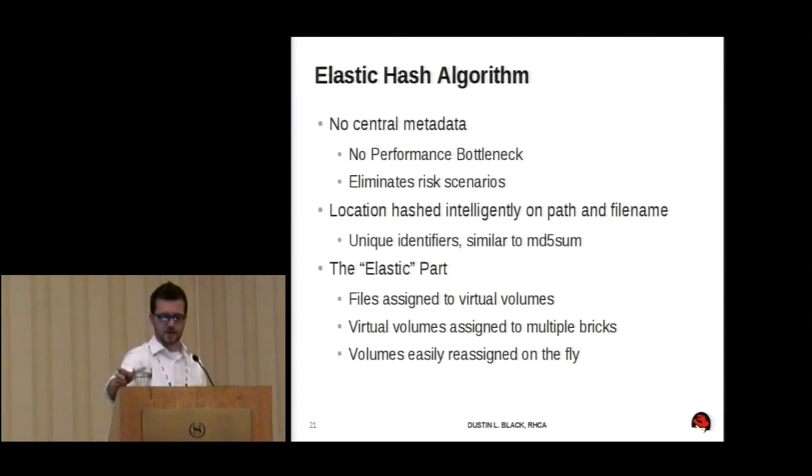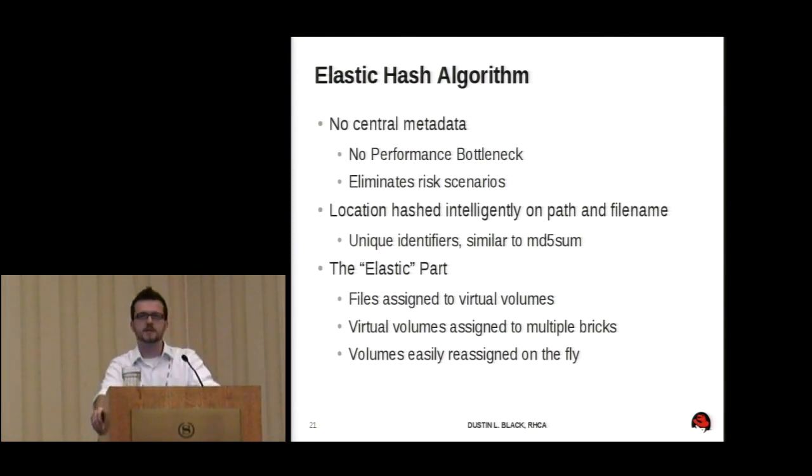The elastic hash algorithm is the core piece of logic that has Gluster doing what it does best, distributing the information between the nodes. So again, no central metadata server, so no bottleneck there. What we do is we hash the location of a file based on its path and file name, essentially. So what I like to compare this to, for anybody who's not familiar with this, is running an MD5 sum on a file on a server.